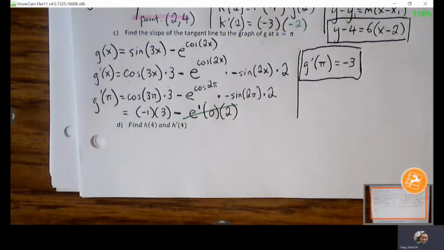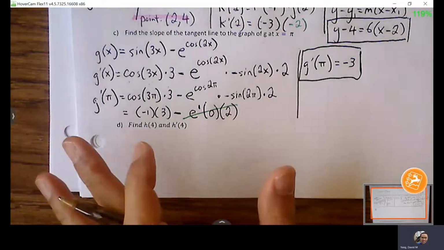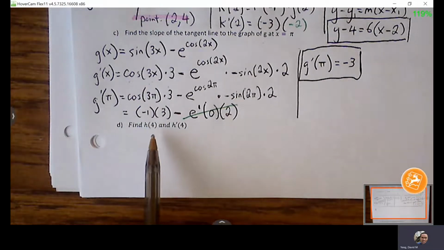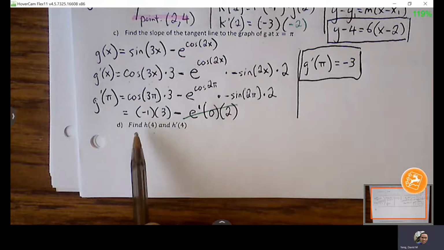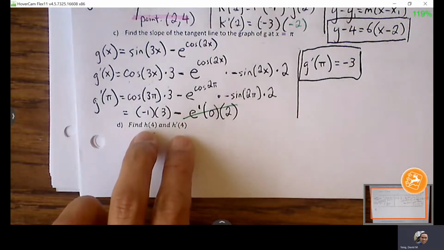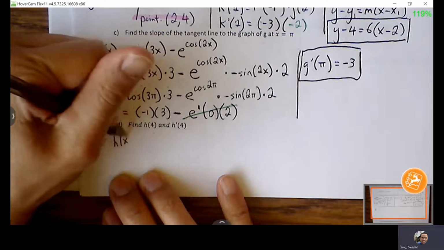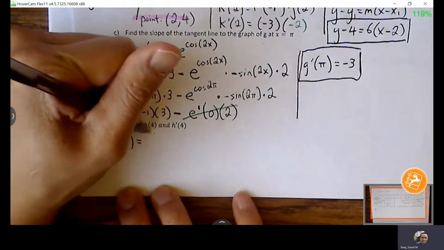Okay, any questions so far? Okay, let's look at part D. Part D says find h of 4 and h prime of 4. So we know that this is referring to h of x. So I'm just going to put h of x first, and then we can see what we can do from there.